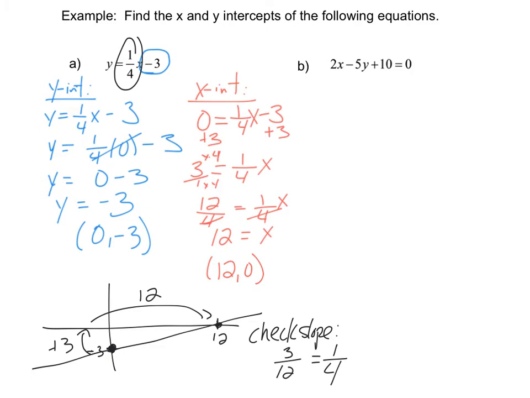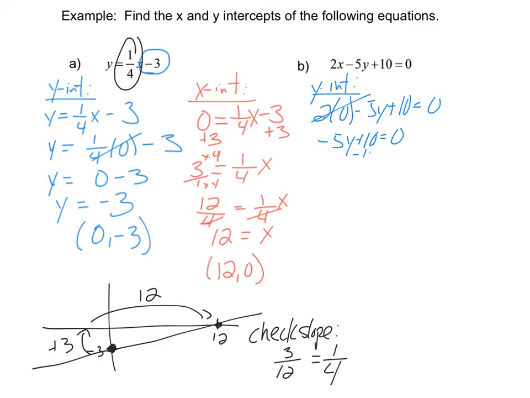This equation is also an equation of a line. It's in a different form, but we can still easily find the intercepts from this equation. So we'll start again with the y-intercept. So I'm replacing my x value with 0. And I'm solving the equation. Well, 2 times 0 is 0, so that's gone. So now I have -5y plus 10 equals 0.